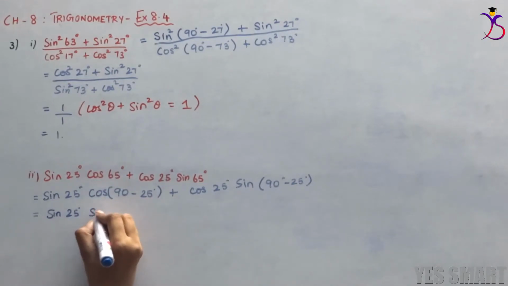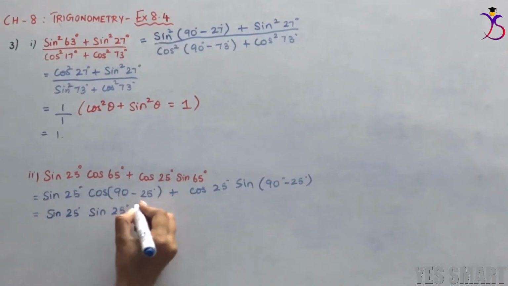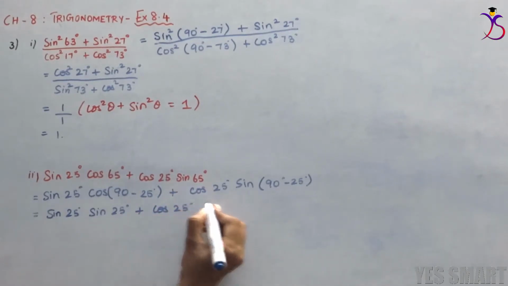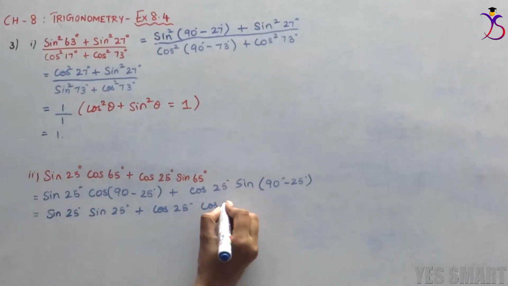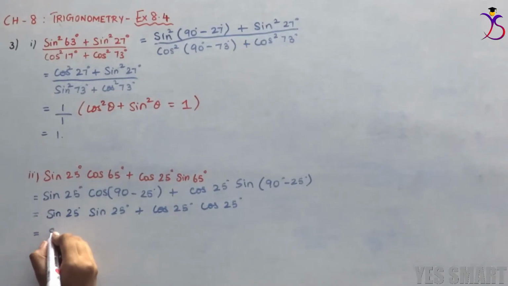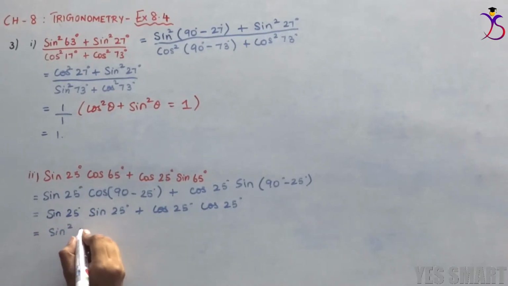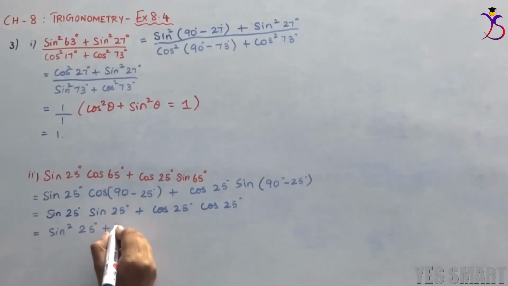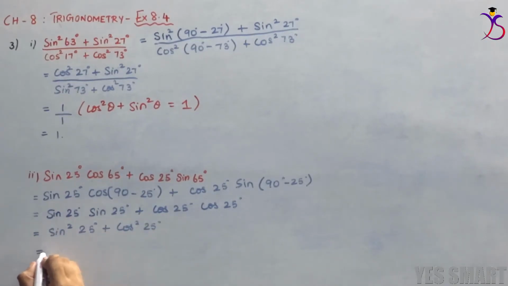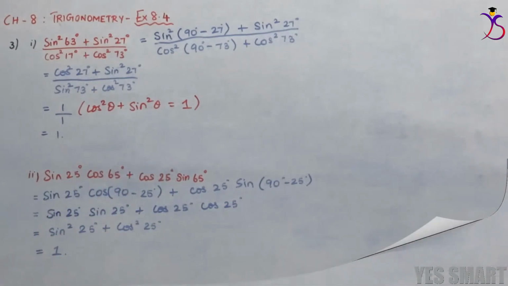Cos 90 minus theta is sin theta. So sin 25 plus cos 25. Again sin 90 minus theta is cos theta. Cos 25. Now we have two sin thetas here. So it becomes sin square 25 plus the same way for cos square 25. As we already knew that sin square theta plus cos square theta equal to 1. The answer is 1.